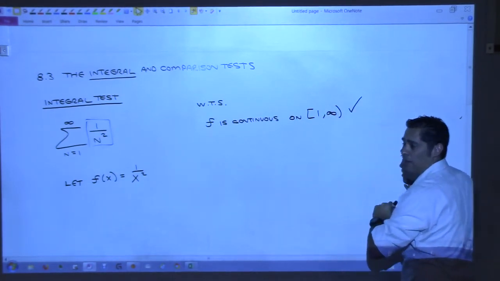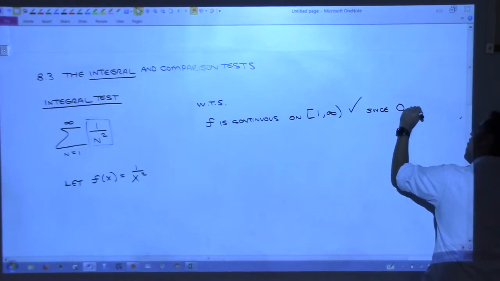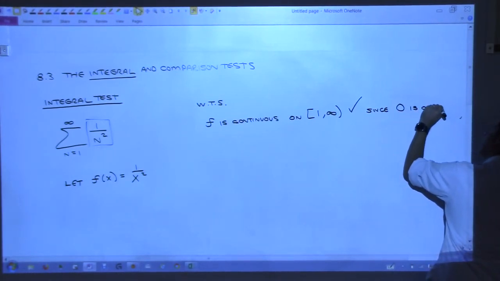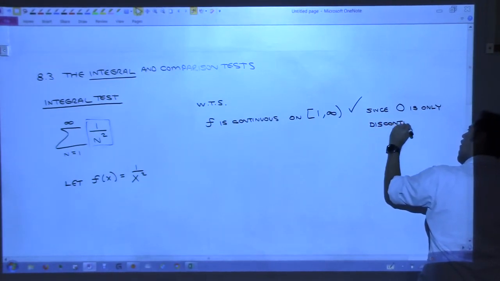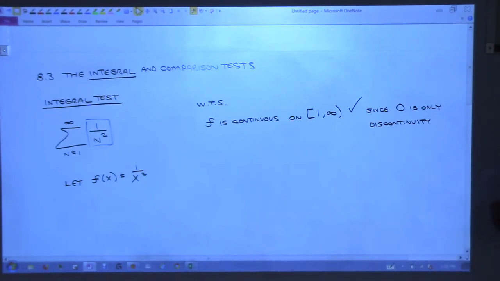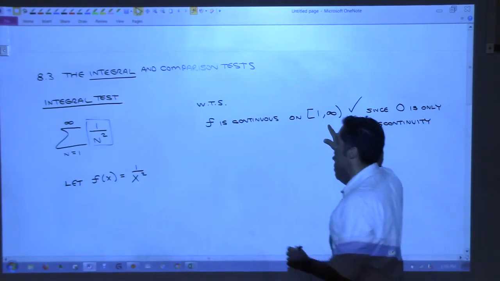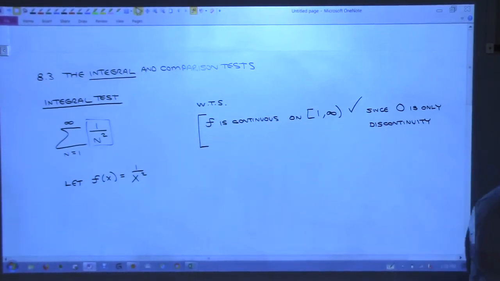I'm just going to put a check mark next to it, since 0 is the only discontinuity. Since 0 is the only place where my function is undefined, it's continuous everywhere else. So that's the first thing I've got to show. All right, what's the next thing I have to show?